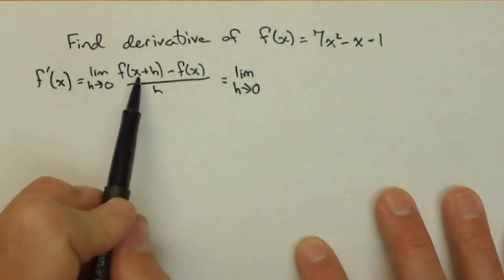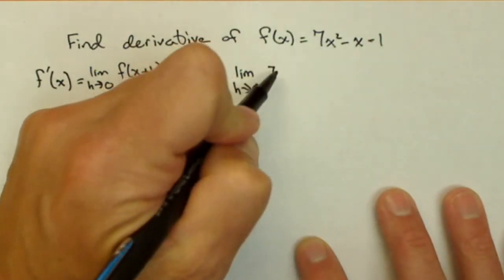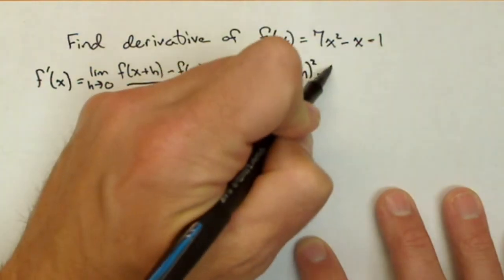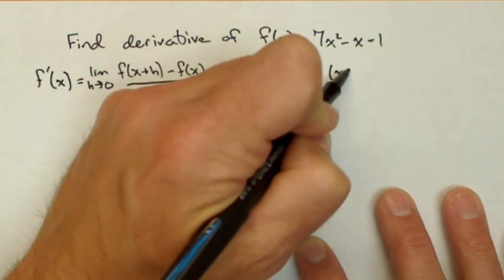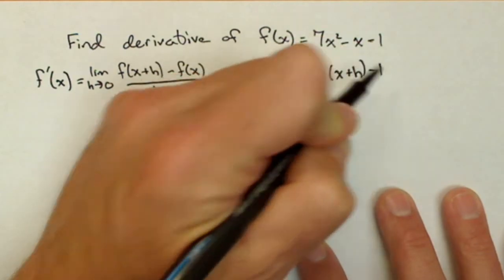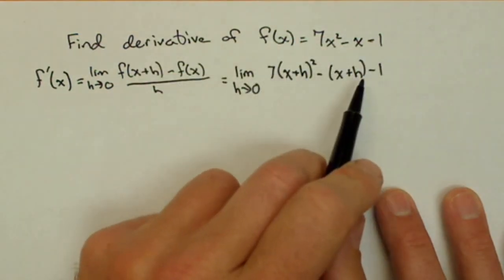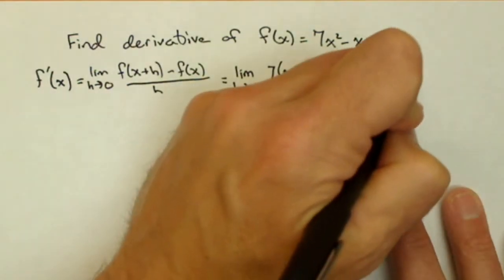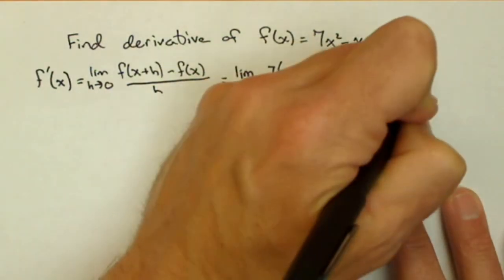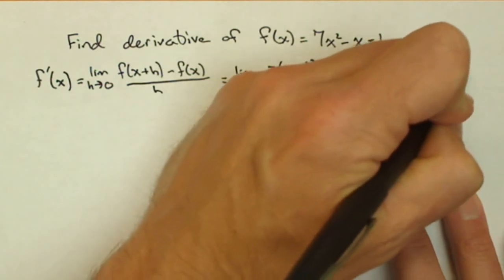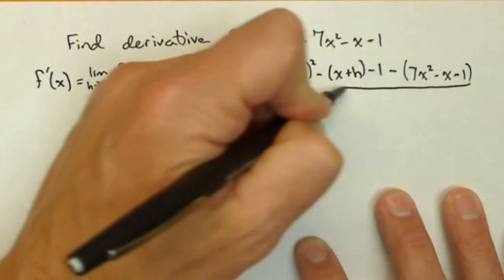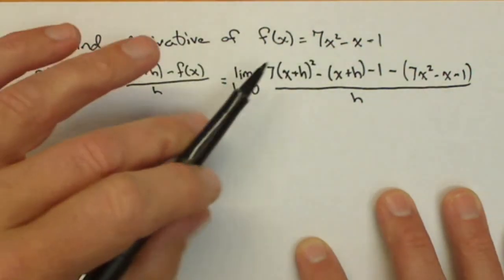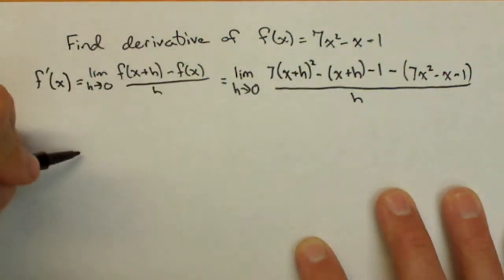And now we'll identify f of x plus h, which is going to be 7 times x plus h squared, minus x plus h, minus 1. So x plus h is going in any place we have an x. So there's our f of x plus h minus our f of x. And it's a good habit to put f of x in parentheses so you don't forget to distribute that negative sign, all over h. So now we've got our definition of derivative set up with our given function.